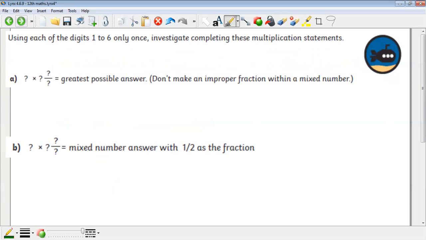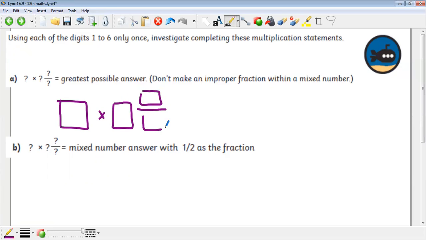Right, lastly, use each of the digits 1 to 6 only once investigating these statements. So there could be different ways of doing this, different answers. I'll just show you a couple. So it wants something, so it's a whole number times mixed number. And it wants the greatest possible answer. So if I want the greatest possible answer in these questions, I'm always going to have to put the digits with the greatest value first. So that's going to be 6 and 5. Okay, 6 and 5.